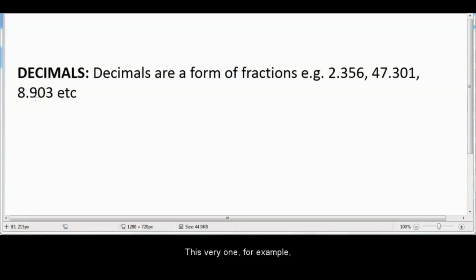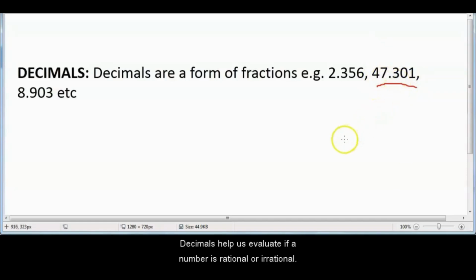This very one, for example, is pronounced "forty-seven point three zero one" and not "forty-seven point three hundred and one."